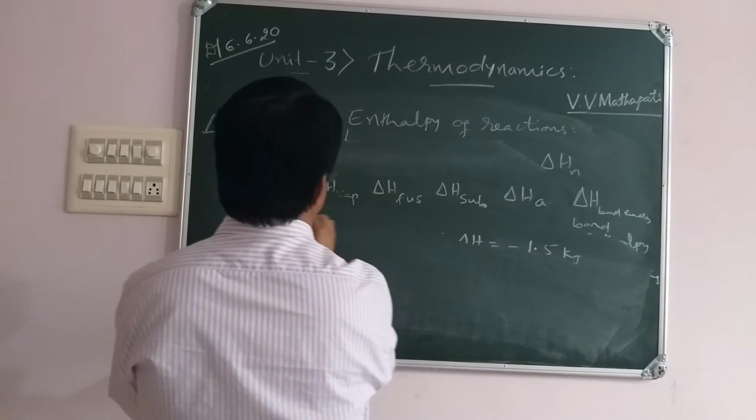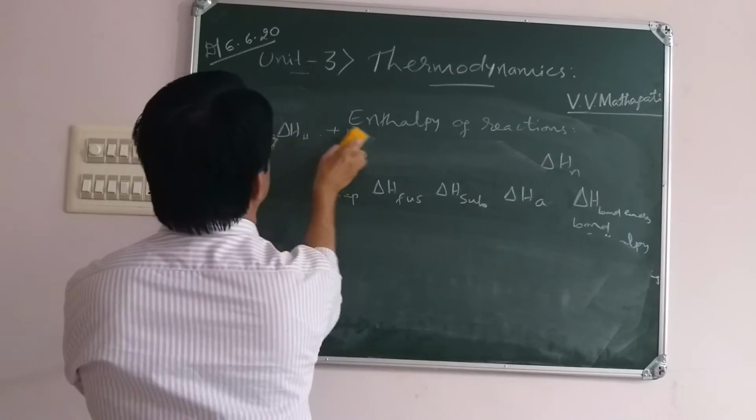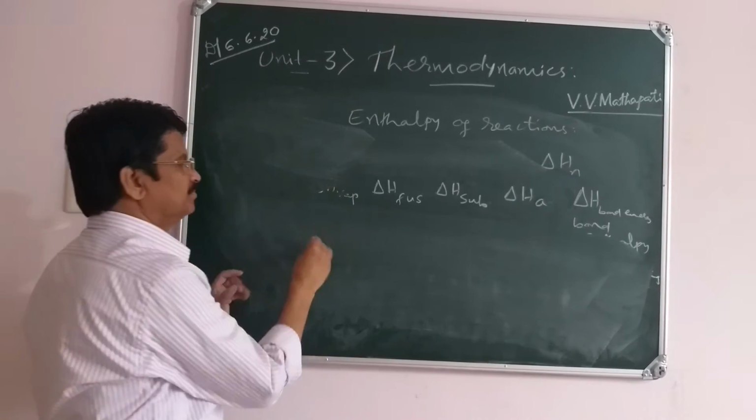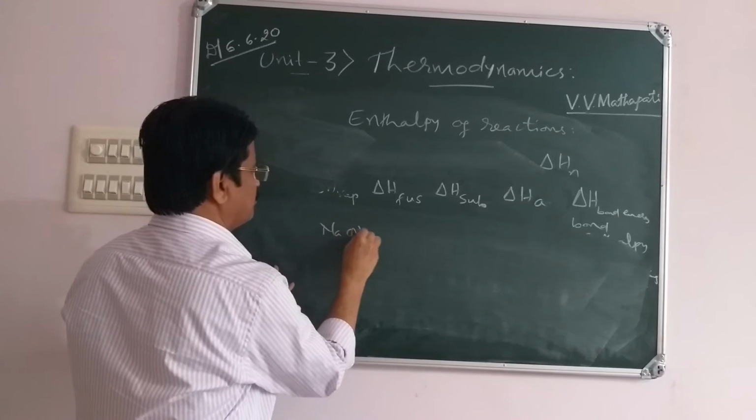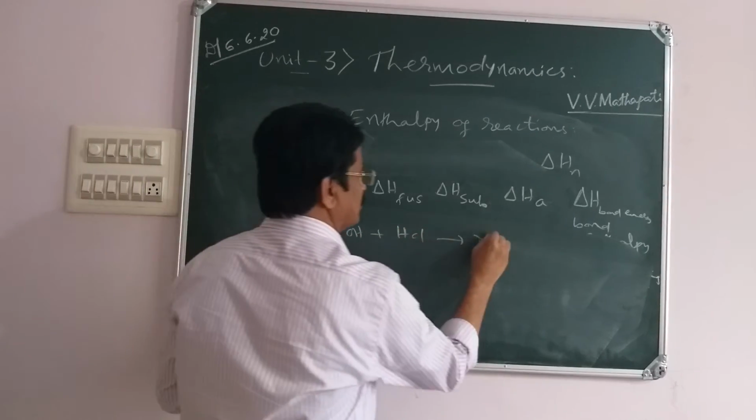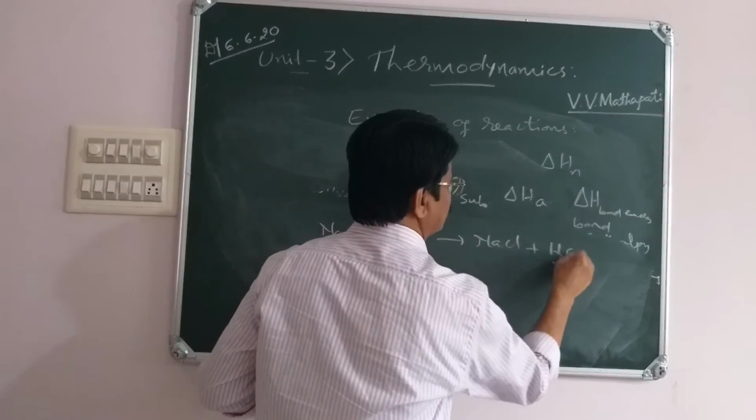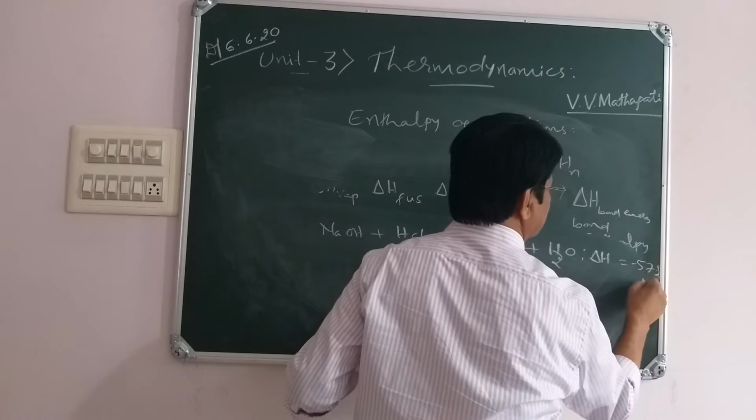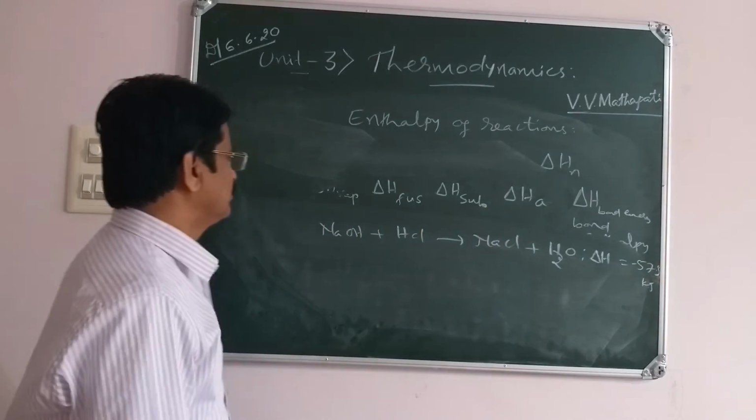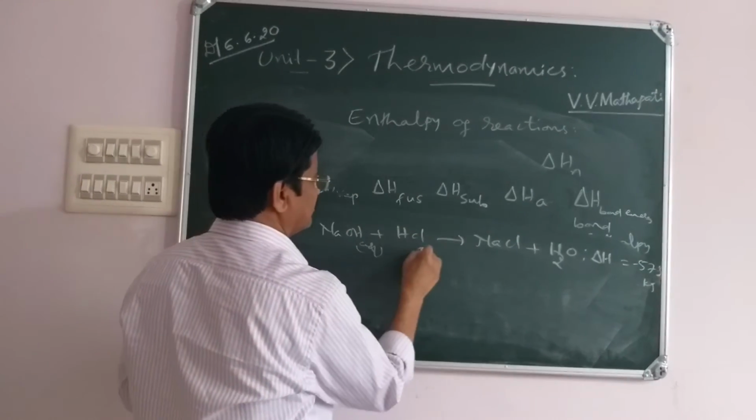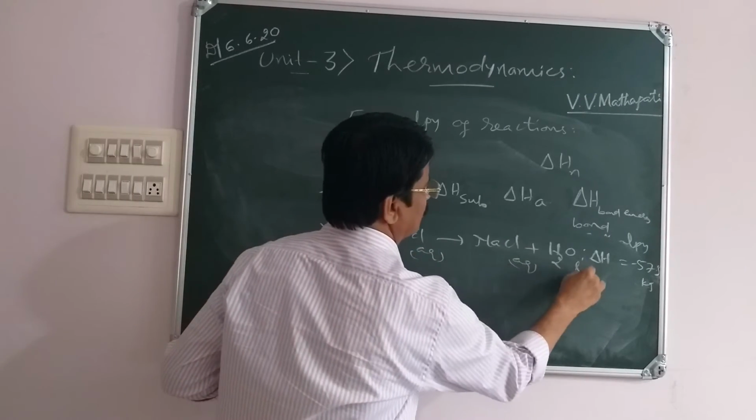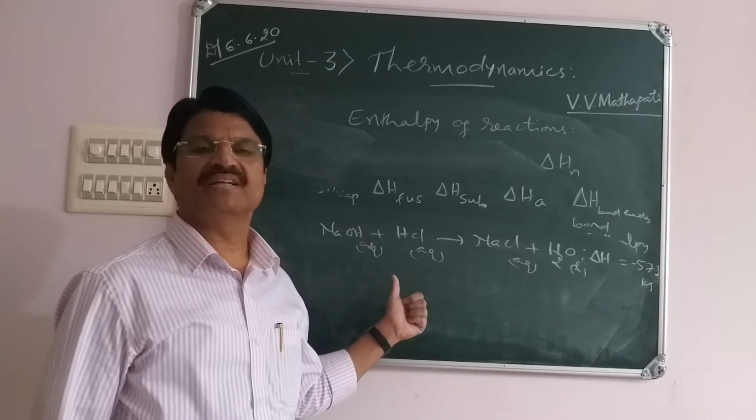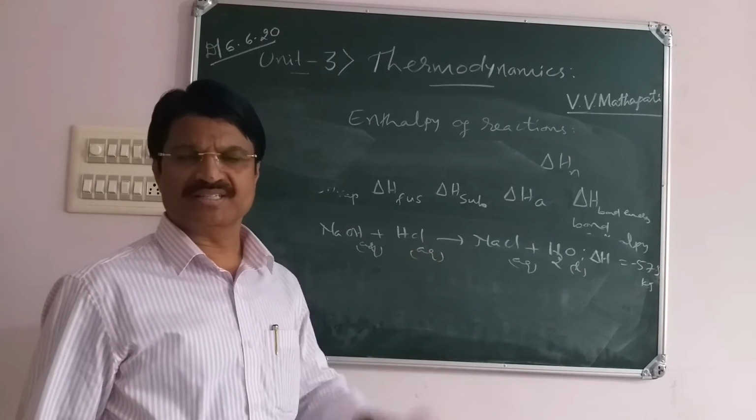Next. Okay. Enthalpy of neutralization. NaOH plus HCl gives NaCl plus H2O. Delta H equal to minus 57.3 kilojoules. All are aqueous solutions, and water in liquid form. This reaction is called a neutralization reaction.